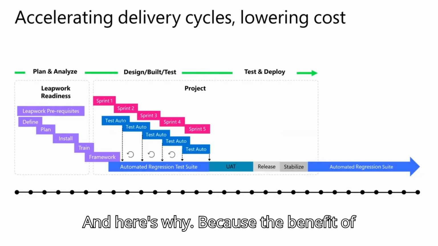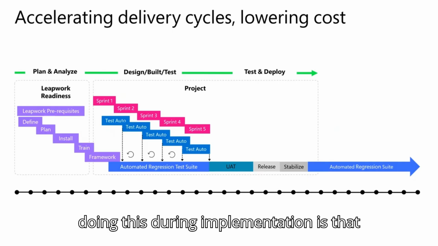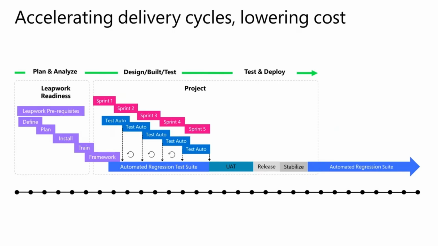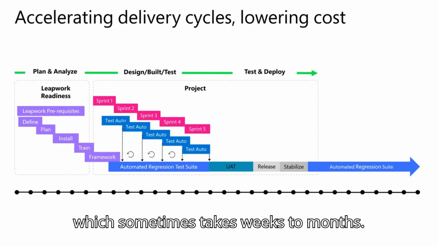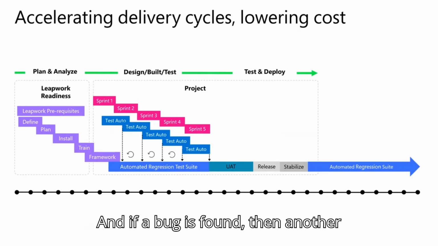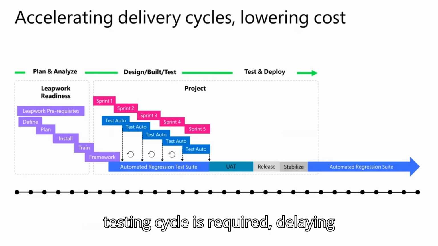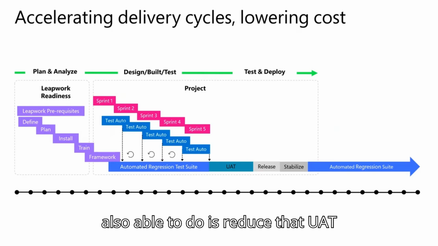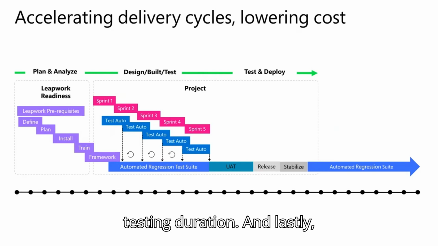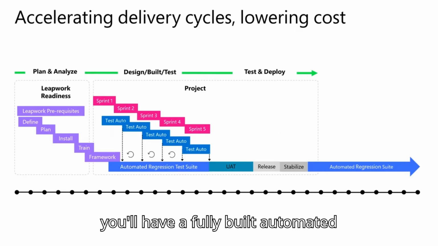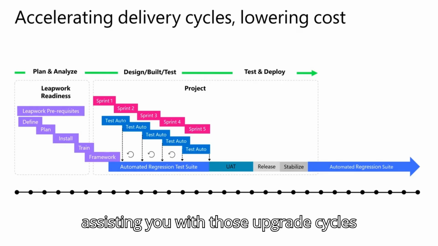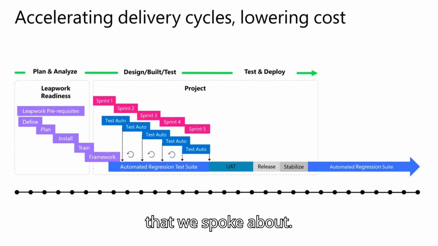And here's why. The benefit of doing this during implementation is that you're removing the SIT phase, which sometimes takes weeks to months. And if a bug is found, then another testing cycle is required, delaying timelines of projects. So what you're also able to do is reduce that UAT testing duration. And lastly, you'll have a fully built automated regression suite when going live, assisting you with those upgrade cycles that we spoke about.